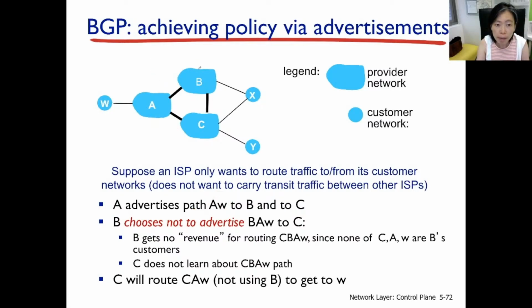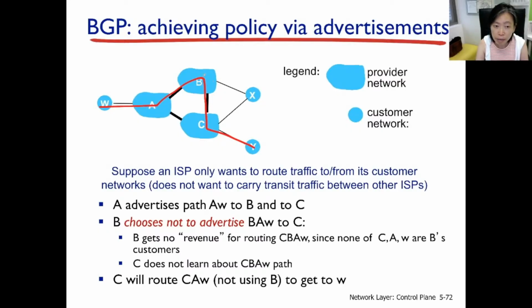As a result, B is going to see this path, prepend itself, and see if this AS path needs to be further advertised to yet another neighboring AS, such as provider C. Now, B's network admin actually knows better and chooses not to do that. And the reason for that is because of this. If BAW is advertised to C, C is going to discover this is actually one way for this user in Y to send traffic to user in W. And therefore, the traffic is going to go this way to W.